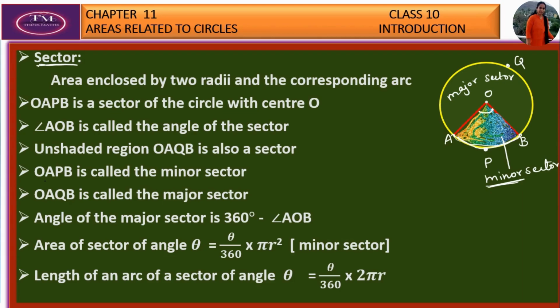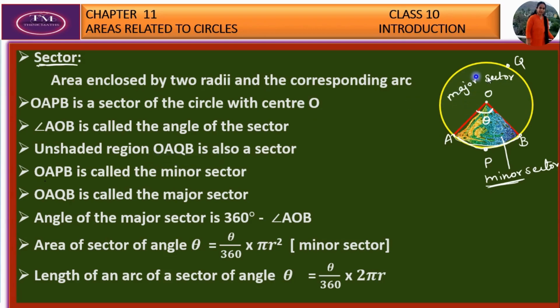This is the angle of the sector. Angle AOB is the angle of the sector. Let us denote this as theta. Let us read the points. OAPB is a sector of the circle with center O. AOB is called the angle of the sector, and the unshaded region is the major sector.